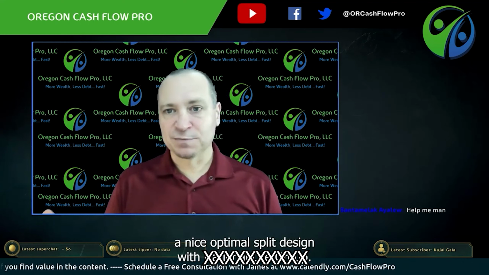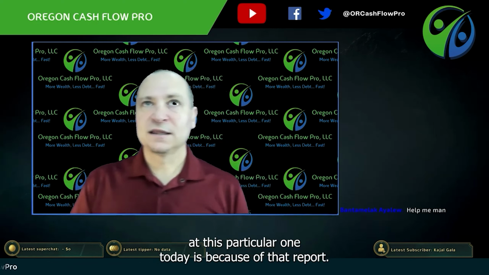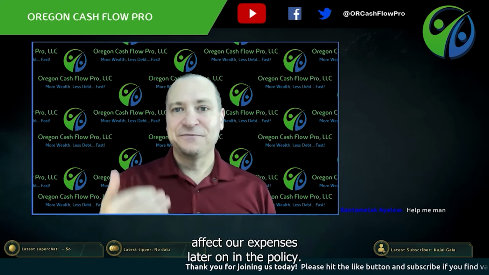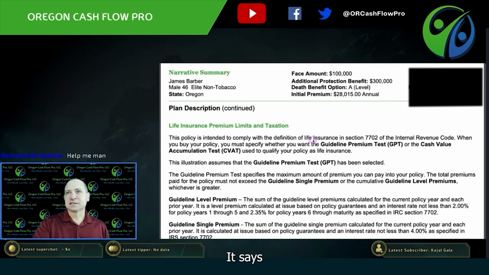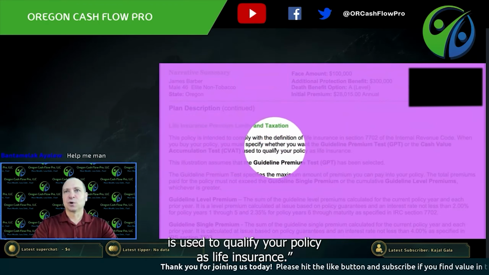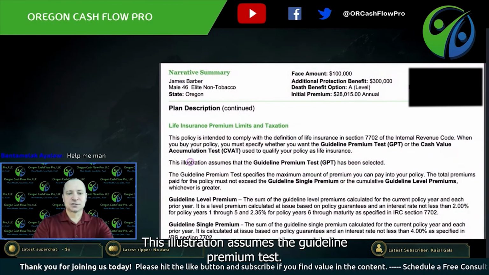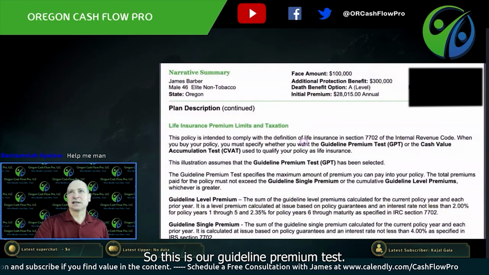Okay, so things to be aware of. I do have a nice optimal split design so we're going to be looking at a good designed policy, but the main reason we're looking at this particular one today is because of that report. We're also going to see how the different MEC tests affect our expenses later on in the policy. So the first illustration we're going to start with right here, you can see right here at the top, it says the guideline premium test or the cash value accumulation test is used to qualify your policy as life insurance. This illustration assumes the guideline premium test. So this is our guideline premium test.